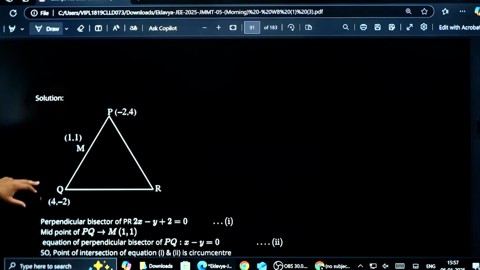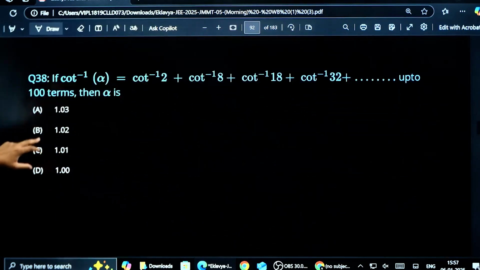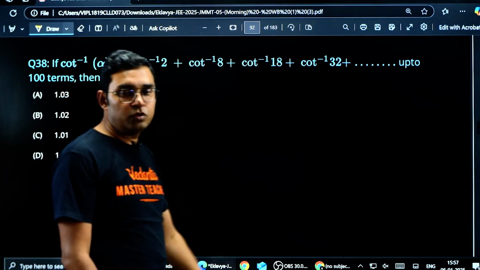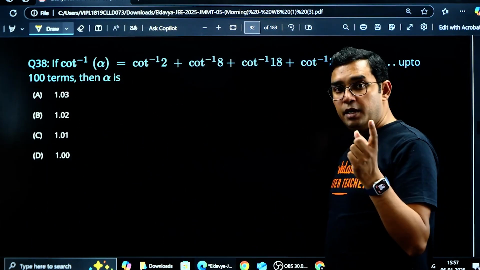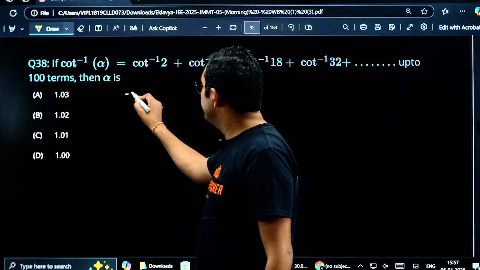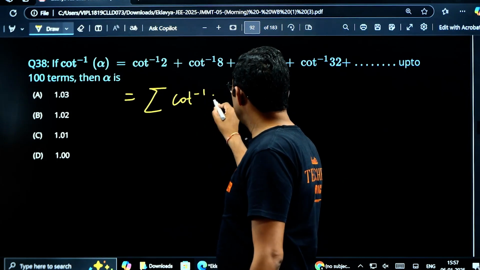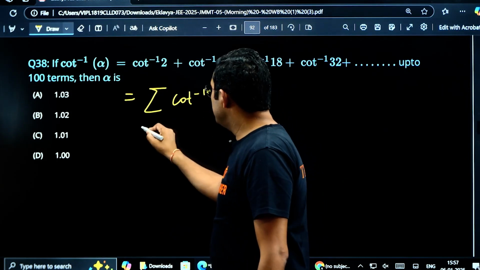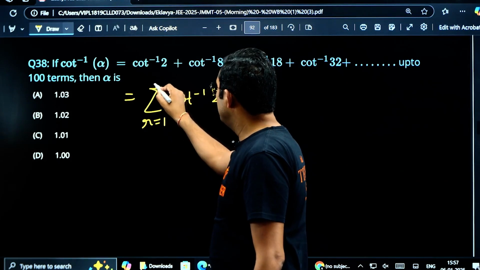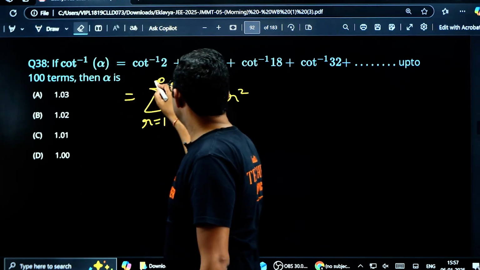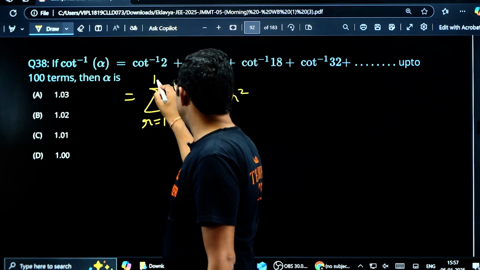Now coming to the next question, question number 38. If cot inverse alpha is equal to this thing, I think this is a question based on the method of differences in inverse trigonometry. Please see, this is actually a summation of cot inverse 2r square. I think you might have done this kind of question before. And here r is going from 1 to, sorry, not infinity, this time it is going from 1 to 100.